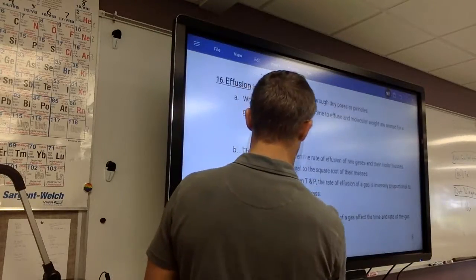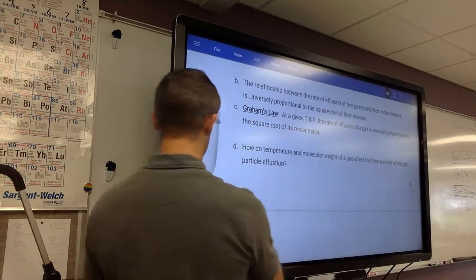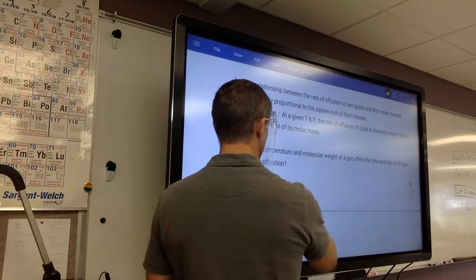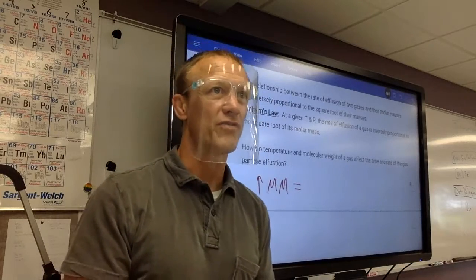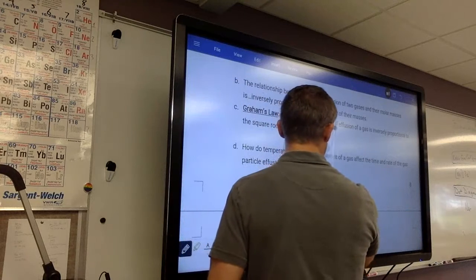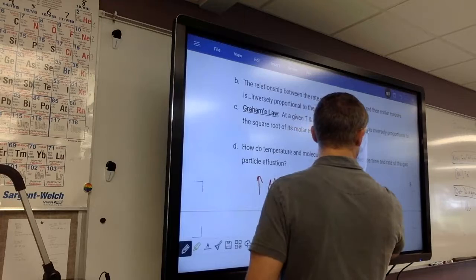Well, in other words, let's do this. If you increase the molar mass, you have a bigger molecule, what do you suppose that does to the rate of effusion, how fast the gas makes it out of the balloon? So it makes, we'll say, slower effusion.